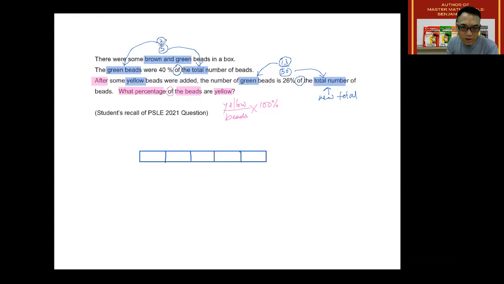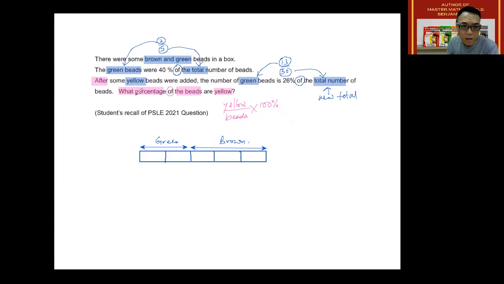And of these 5, 2 are the green beads. So I'm going to annotate that, show that in your diagram. Always do that. Otherwise, what's the point of drawing it, right? Okay, so here we have green. And of course, this means that the rest of it is brown. You got it. It's brown. Okay. So this is in the beginning. All right. This is how it starts.